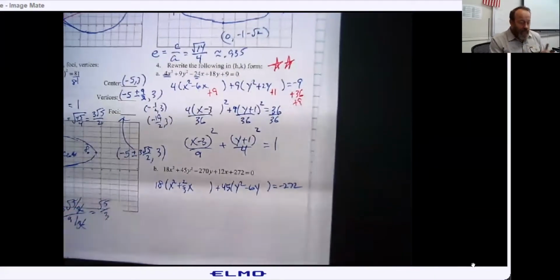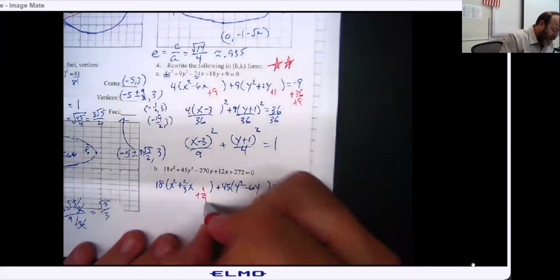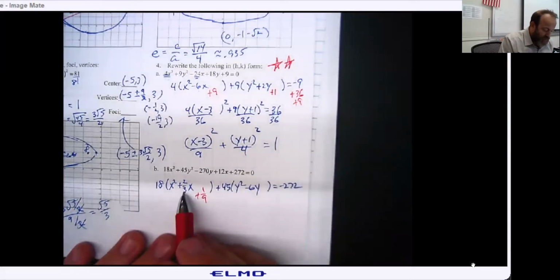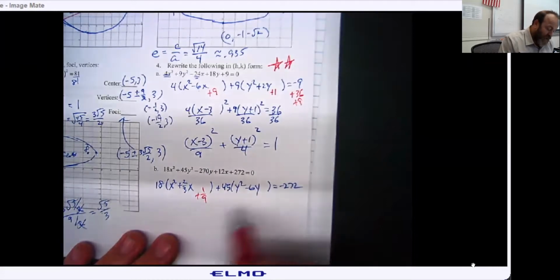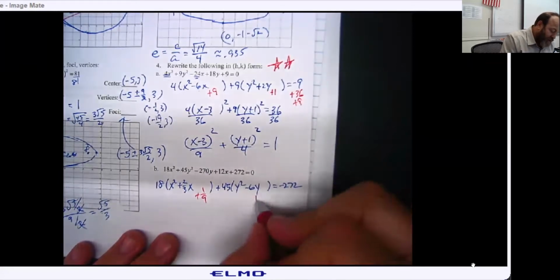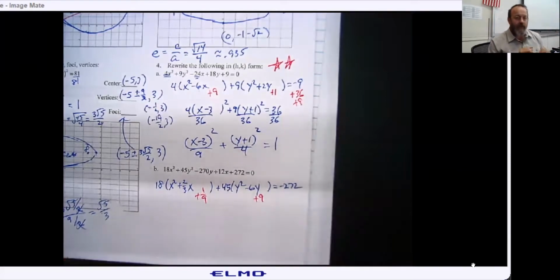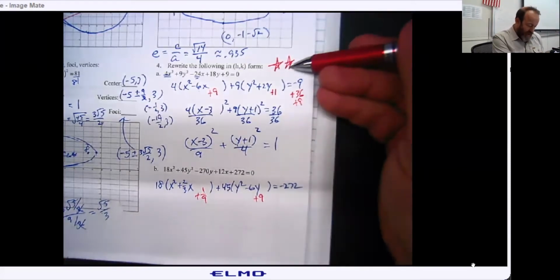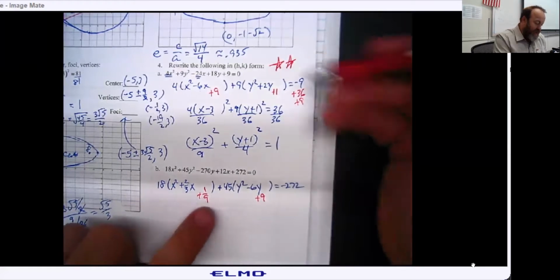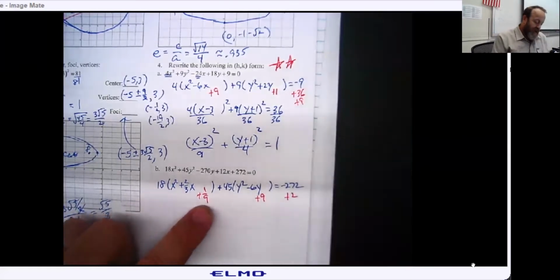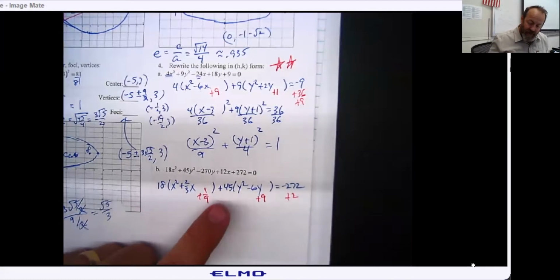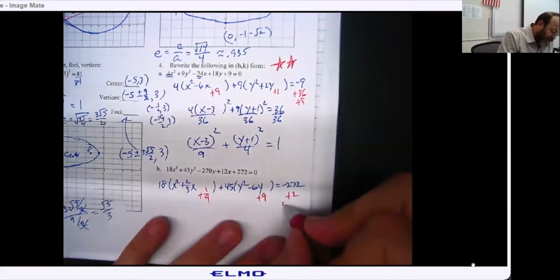Now, these are kind of big, obnoxious numbers, but we're going to go ahead and play our game. Half of 2/3 is 1/3, and 1/3 squared is 1/9. Half of 6 is 3, 3 squared is 9. Now again, that's just like the star that I put right here. 18 times 1/9 is 2. And 9 times 45, let's see what that is. 9 times 45 is 405.